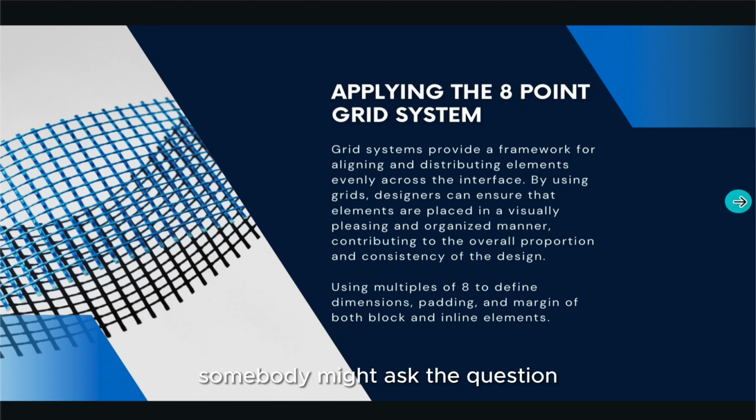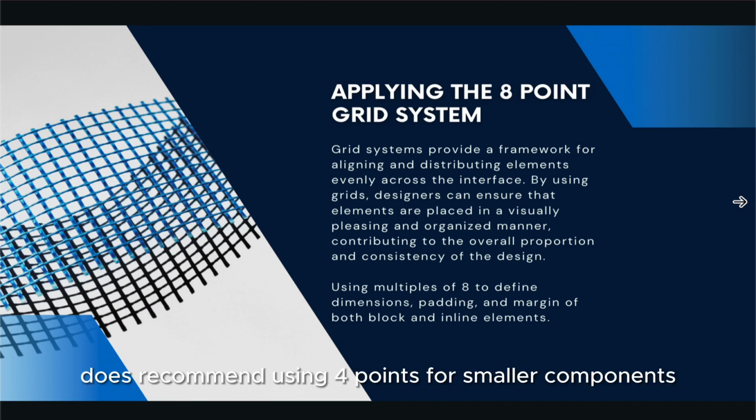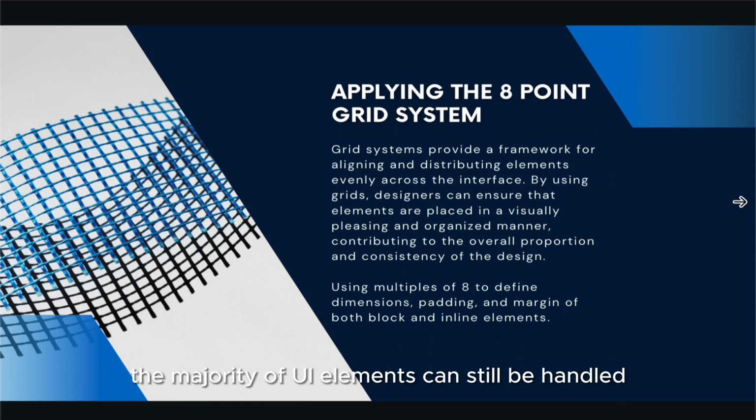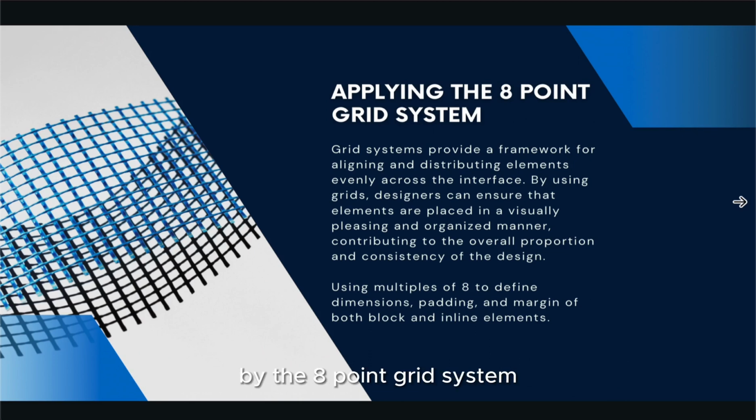Somebody might ask the question, why not 4 points? You see, the Google Material Design Spec does recommend using 4 points for smaller components such as your iconography, which are your icons, and then typography. I mentioned that before. However, the majority of UI elements can still be handled by the 8-point grid system. So you can start with that.